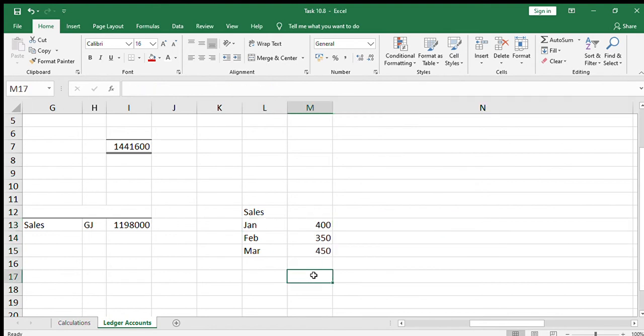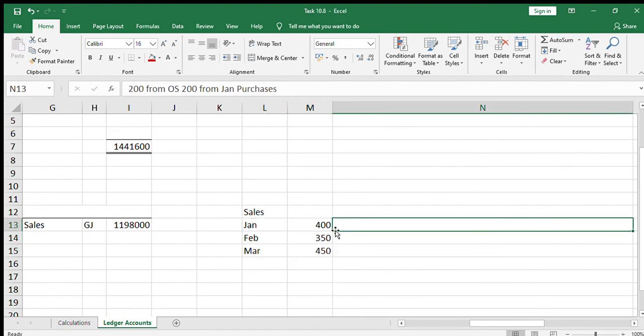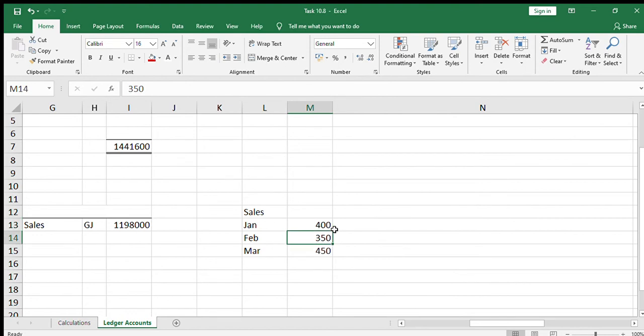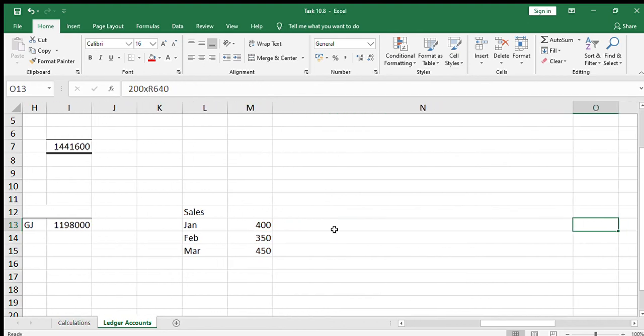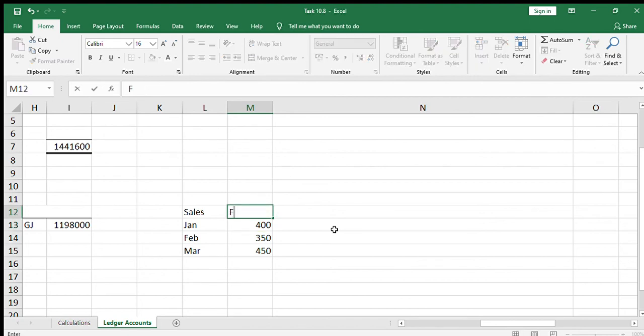Okay, so in January, we had sales of 400 units. In February, 350 units. And in March, 450 units. We need to calculate cost of sales. Now, you know that in January, the items were purchased for 660 plus 20, which is 680 Rand per unit. However, first in, first out means that goods which were bought first were sold first. So when they sold goods in January, they had to sell the old stock first. So they had to sell last year's stock before they sell January's stock.